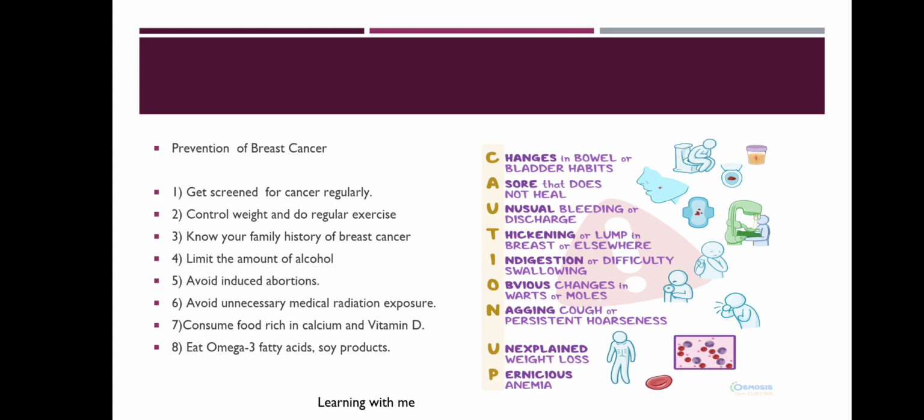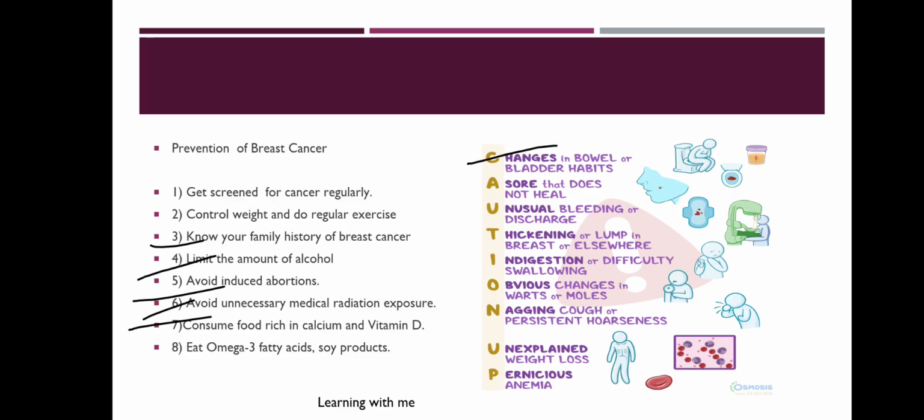Prevention of breast cancer: get screened for cancer regularly, control weight and do regular exercise. Then know your family history of breast cancer, limit the amount of alcohol, avoid induced abortion, then avoid unnecessary medical radiation exposure, consume food rich in calcium and vitamin D, eat omega 3 fatty acids and soya products. Then caution.